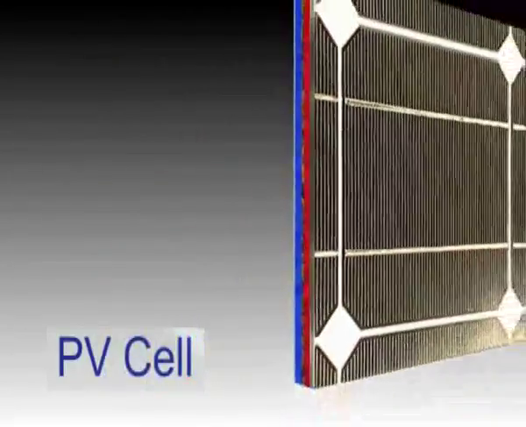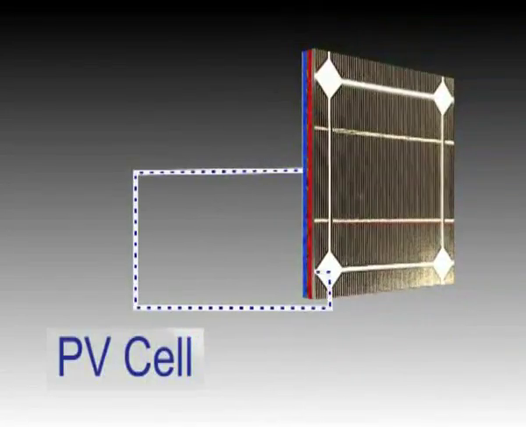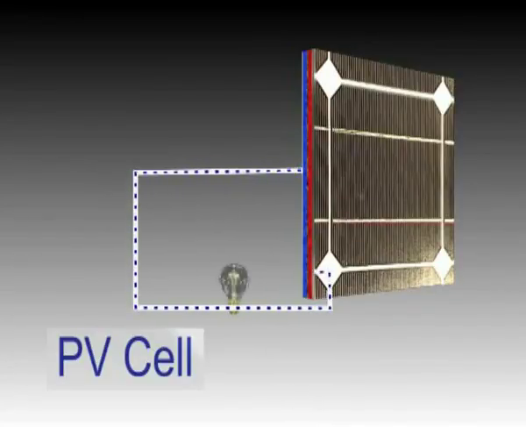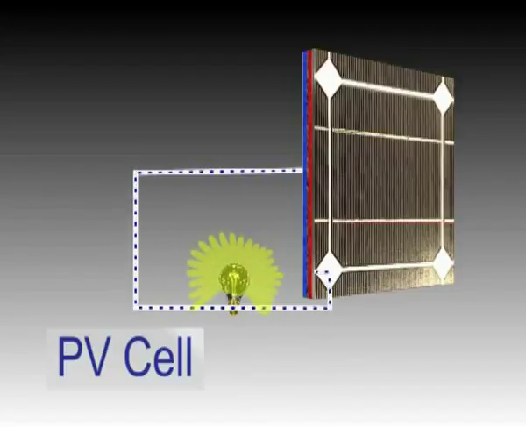Instead, they must flow through an external circuit in order to return to the cathode. As the electrons flow through the external circuit, they can give up some of their energy obtained from the light photons to devices in that circuit.